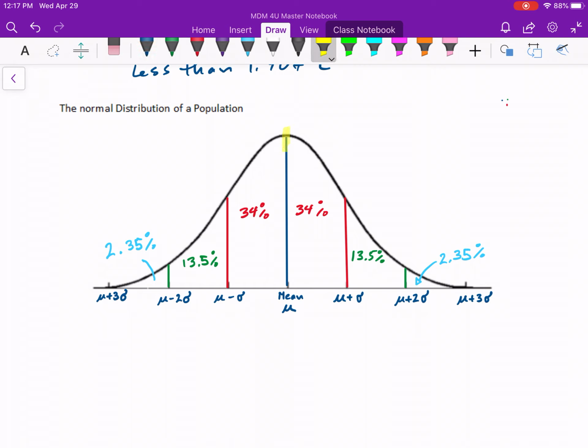So the mean, the average, is always going to be in the middle. It doesn't matter what the specific data is, the average of it will always be in the middle of the curve. And then if I were to add one standard deviation above the average, for a normal distribution, 34% of the data will always fall between the average and one standard deviation above the average. And since it's symmetrical, it means that 34% of the data will fall between the average and one standard deviation below the average as well.